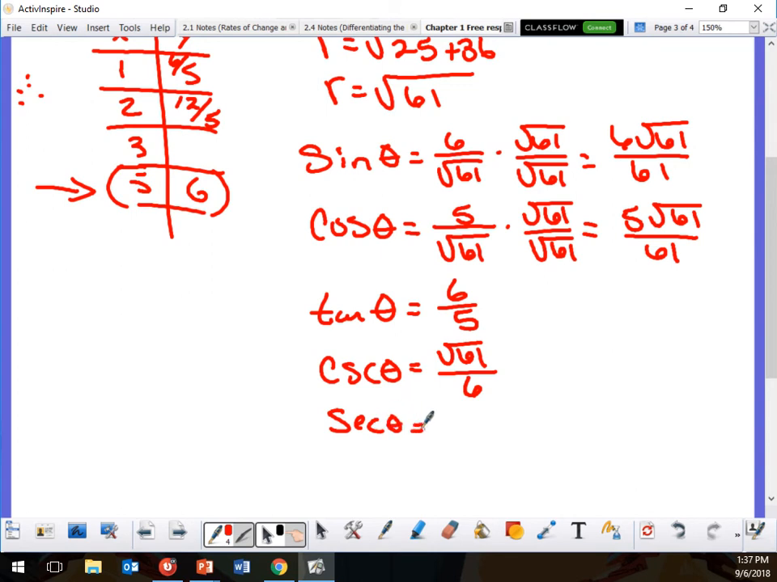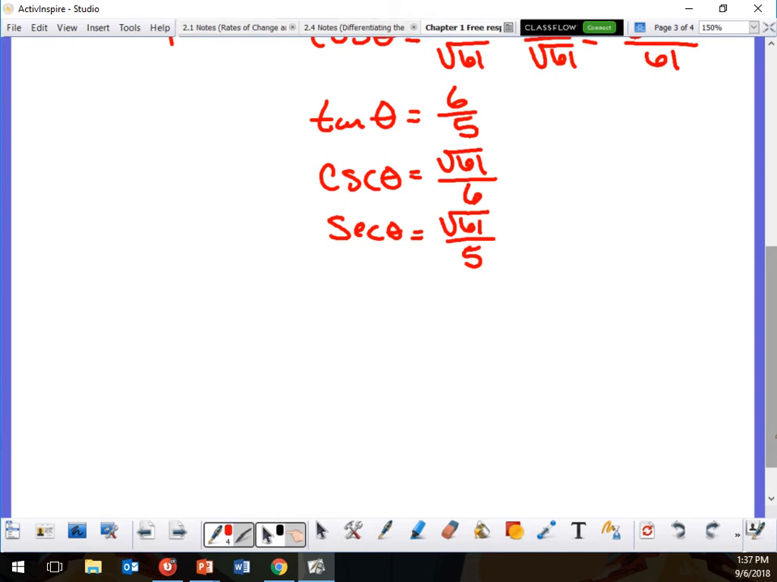Next one is going to be secant. R over x. So what are we going to have? It's rad 61 over 5. Very good. Next one is going to be cotangent. X over y. So it's going to be 5 over 6.